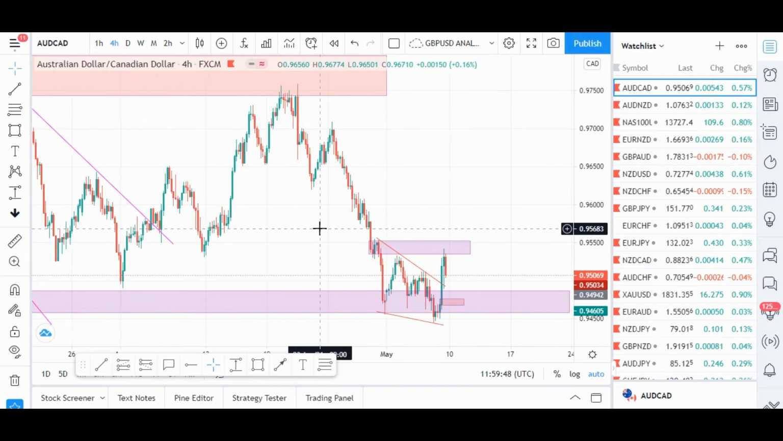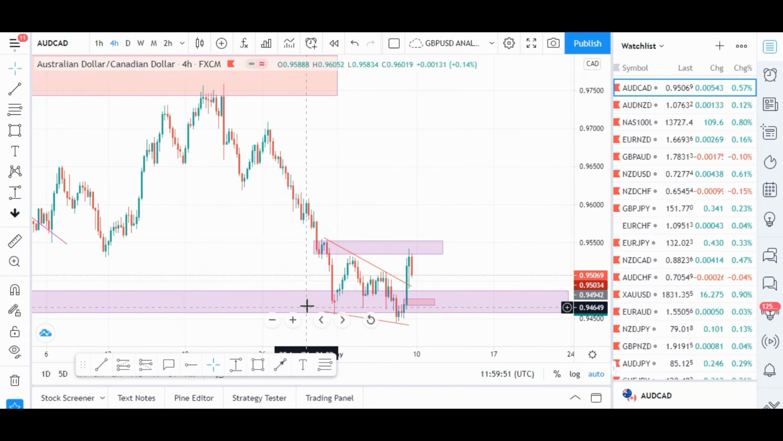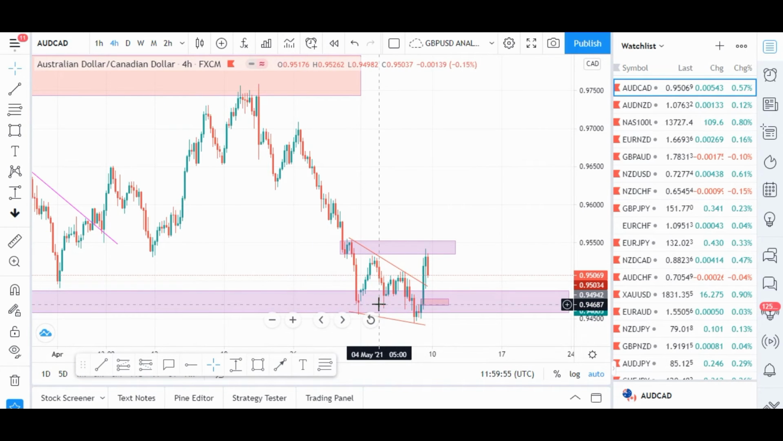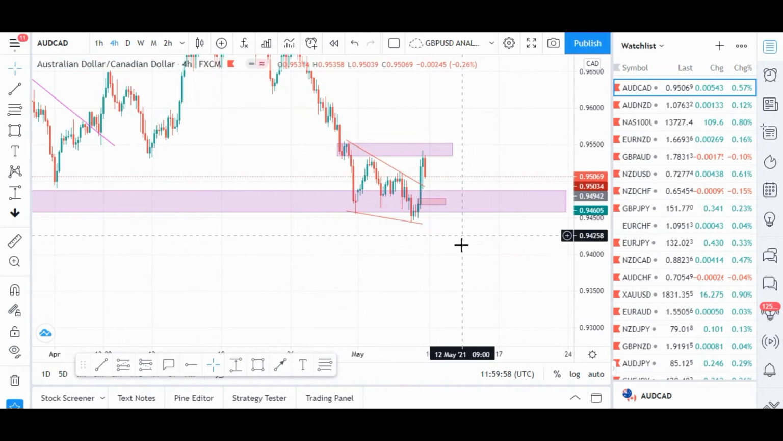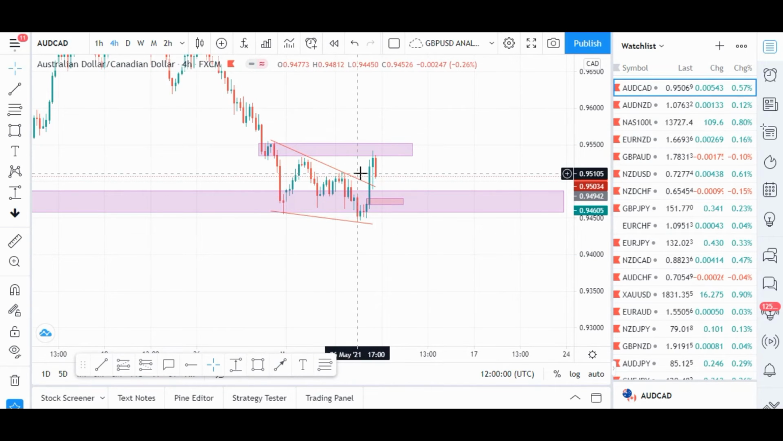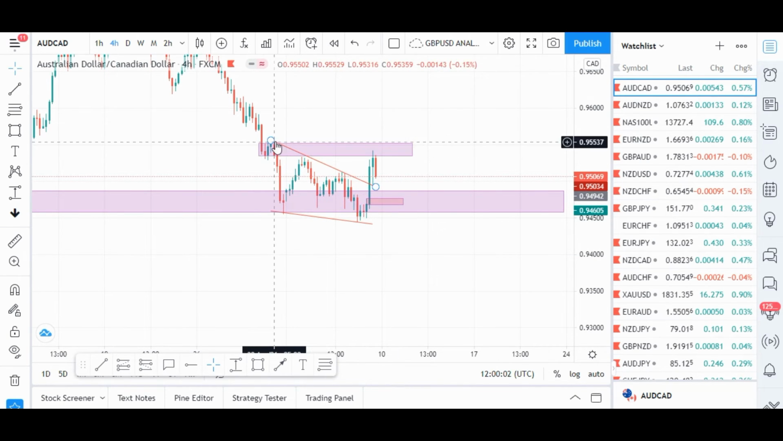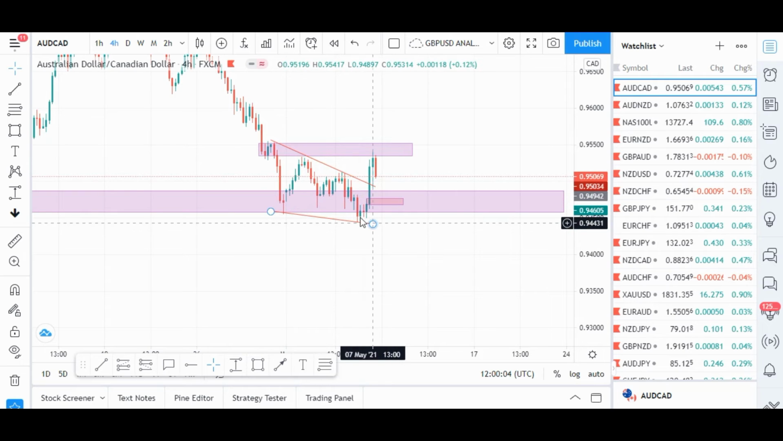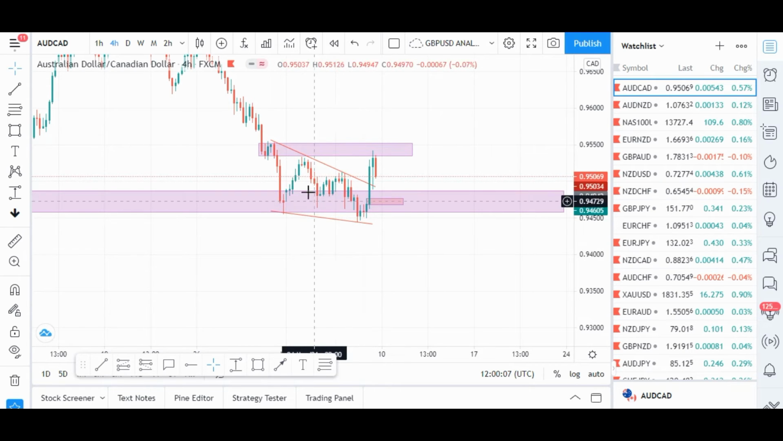As you can see on our 4-hour time frame, the market bounced off this level of support that I have drawn here. We saw the market forming this falling wedge, and you all know when you see a falling wedge, we're expecting a strong move to the upside after the falling wedge. So the market created a falling wedge here, and we moved impulsively to the upside.